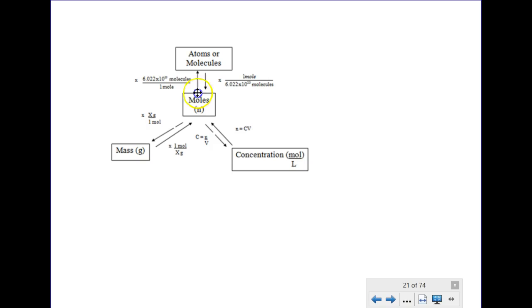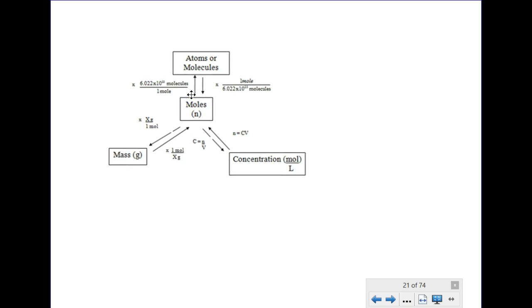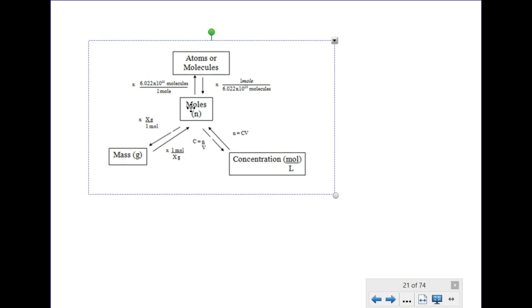So you have your moles here, which is your center point right there. Then from there, you can go to mass, concentration, or atoms or molecules. So what you need to do with this particular map is identify where you are starting and where you need to go.